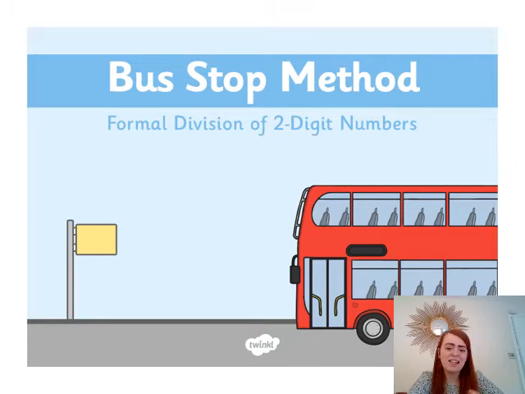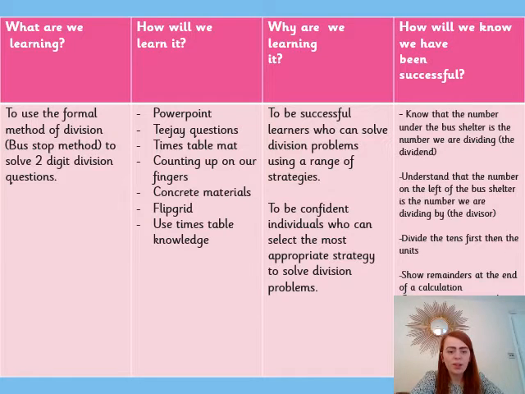Hi boys and girls, today we're going to continue on with looking at the bus stop method and the formal division of two-digit numbers. So we're learning to use the formal method of division, also known as bus stop method, to solve two-digit division questions. Now you've already been doing it for 2 days and this is now your 3rd day, and today we're going to be focusing on dividing two-digit numbers by 5, so looking at questions in the 5 times table.